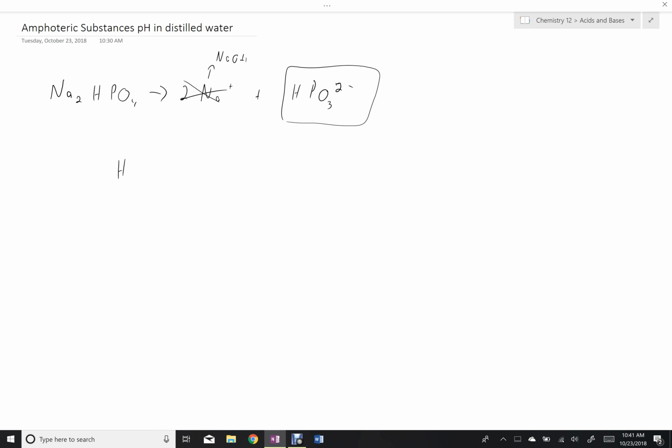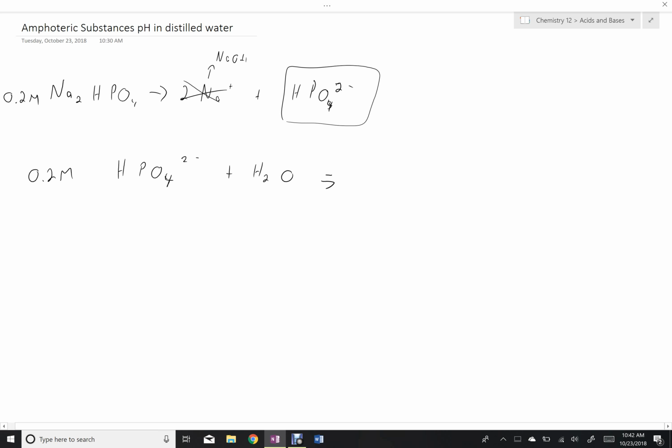So we have HPO4 2 minus, not PO3, PO4. And let's give it a concentration. Let's say we had 0.2 molar of this, so we have 0.2 molar HPO4 2 minus. I'm going to look at what that can do when it reacts with water.